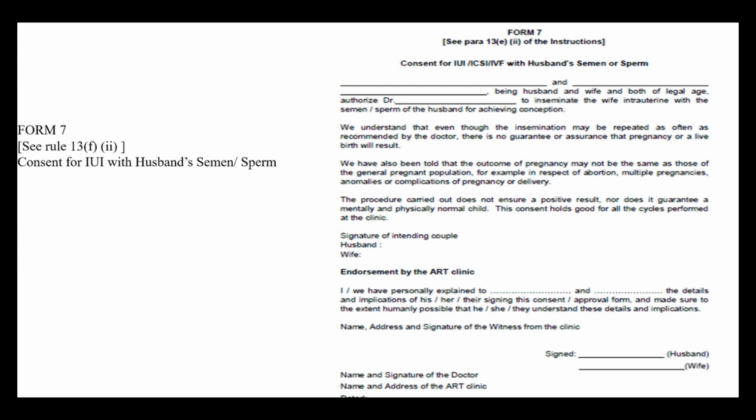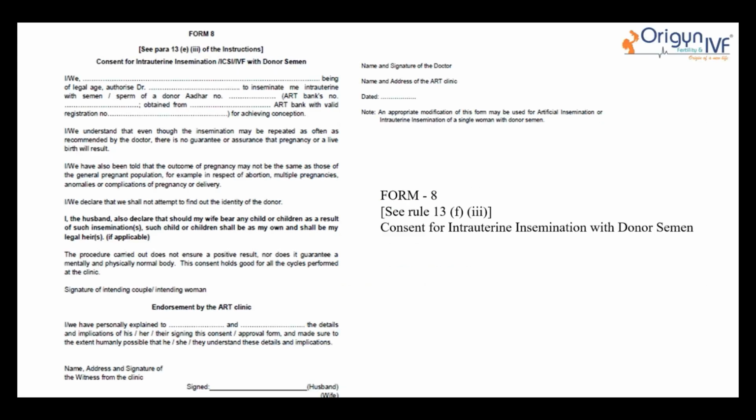This is form 7. This is IUI if you're doing IUI from husband semen. This is the sample of the form 8 if you're doing donor semen IUI.